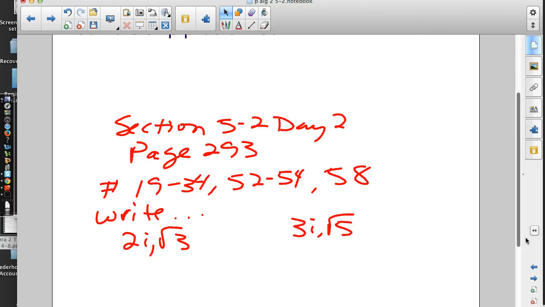Write a polynomial function in standard form with the zeros 2i and square root of 3. And then the next problem will be 3i and square root of 5. Let me move that up. Looks like they're 2 loafers.